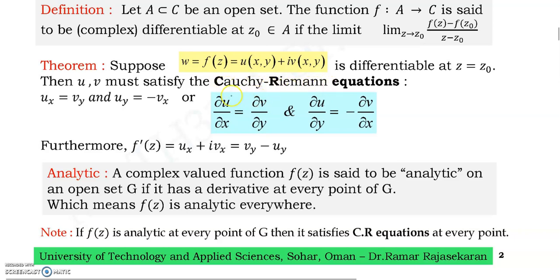This is the condition for CR equations, that is dou u by dou x, the partial derivative with respect to x of u, is equal to the partial derivative of v with respect to y, and these two must be equal, that is ux equal to vy. And another condition, that is dou u by dou y is equal to minus dou v by dou x. Either you can write in this form or in this form. This is called CR equations.